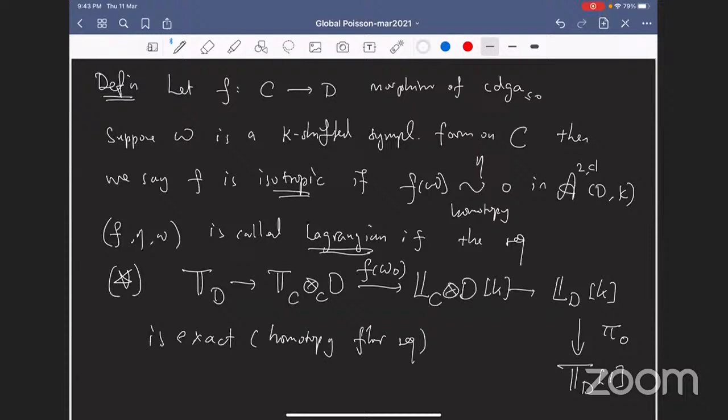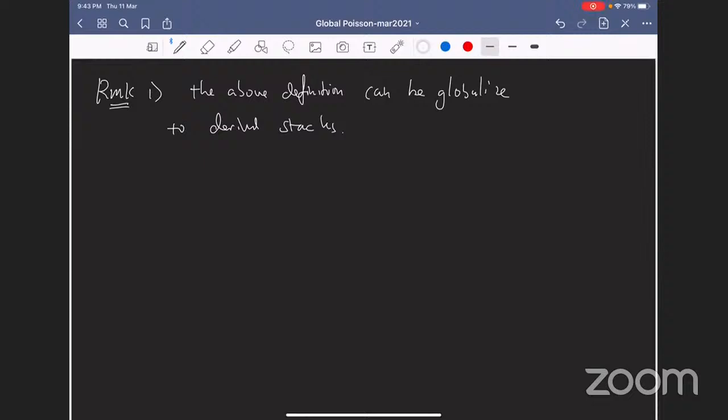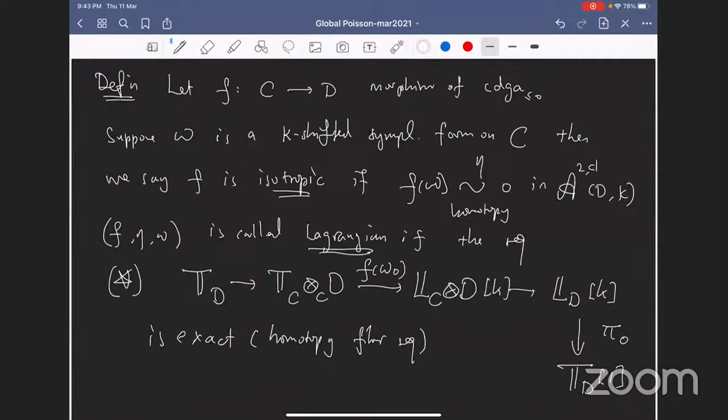Okay, so let me make a few remarks. So first, I was cheating because I only defined the local version, where this is really the symplectic form on an affine scheme. So let me just remark that the above definition can be globalized to derived stacks with some finiteness assumption. So not only the symplectic structure, also forms, also Lagrangian and isotropic structures, all these definitions can be globalized.